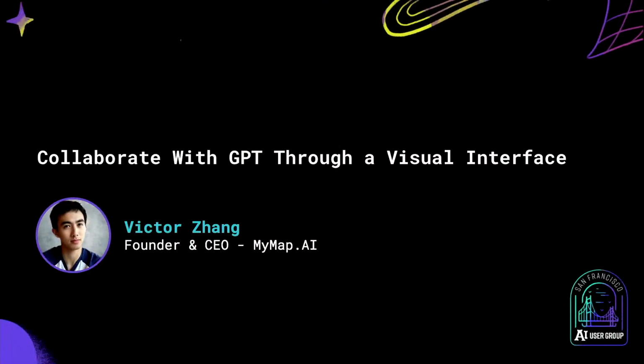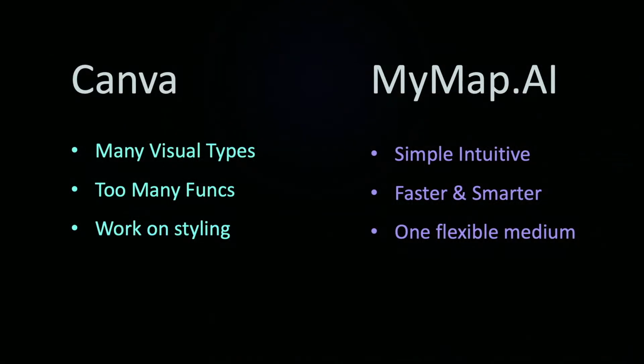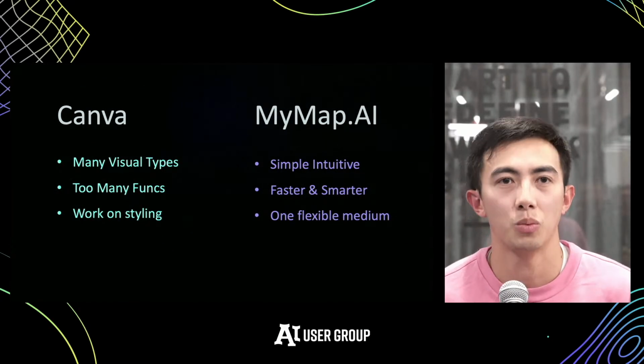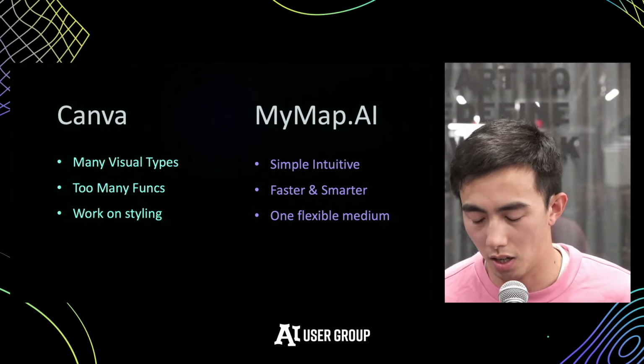Let me jump back to my slides. Here is a quick comparison with Canva: say you are making a presentation on Canva or on MyMap. We try to streamline the process of brainstorming. You do not need to figure out which visual type you want to choose. You simply hand over the prompt, what you like, and we act as the AI assistant that solves your needs.